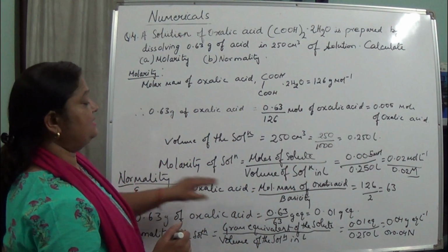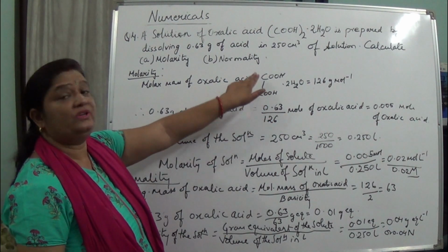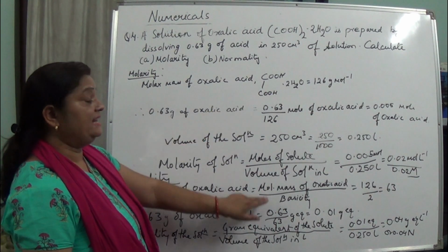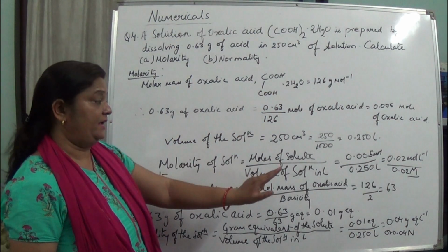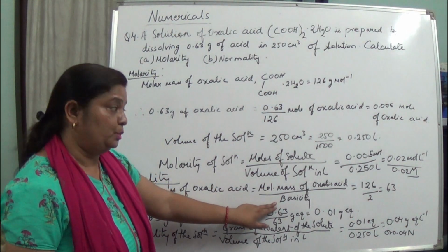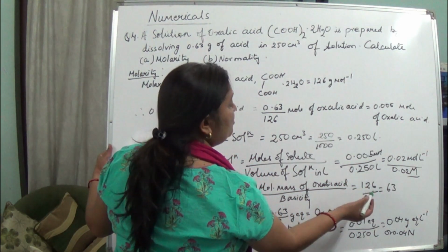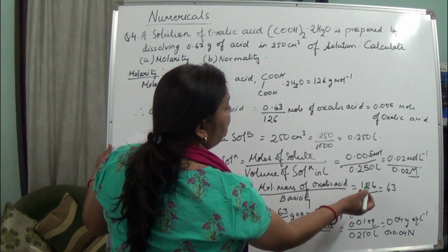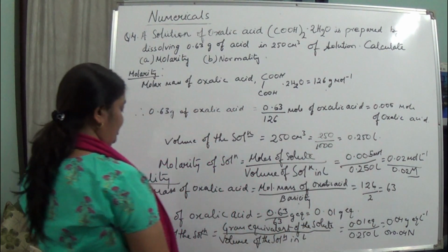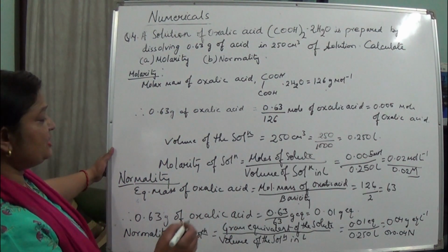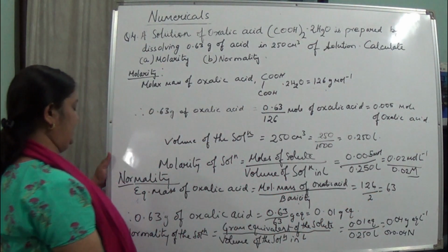But what is this basicity? It is the number of H plus ions which oxalic acid can release. That is its basicity. How many can it release? 2 hydrogen are here, 2 H plus ions. So basicity becomes 2. Here the molar mass is 126 gram per mole, upon the basicity 2, so it becomes 63, isn't it? When you divide it, you get 63.